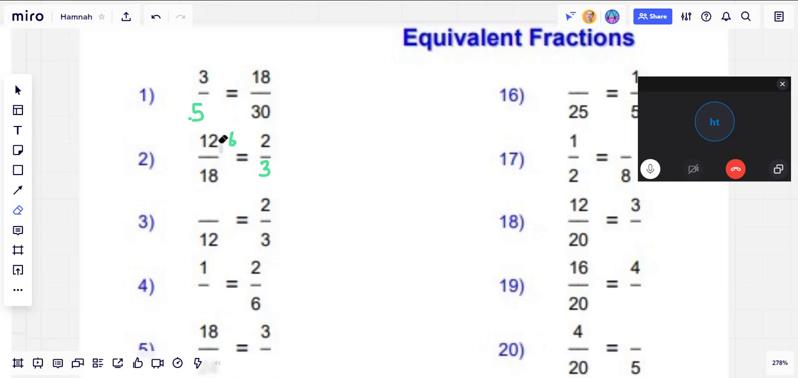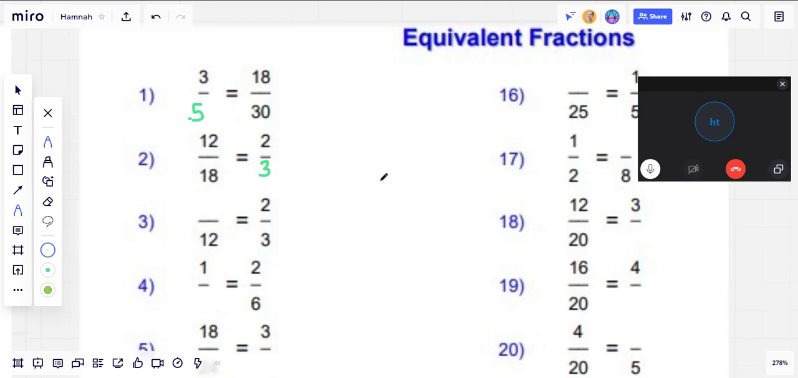So an equivalent fraction is achieved either by multiplying or dividing by the same number with the numerator and denominator both. This 2/3 is the equivalent fraction that I got for 12/18. How? By dividing the numerator and denominator both by the same number. And in question 1, I completed this equation for equivalent fractions by multiplication, multiplying something with the numerator and something with the denominator.